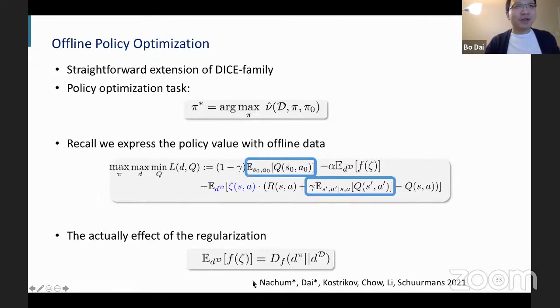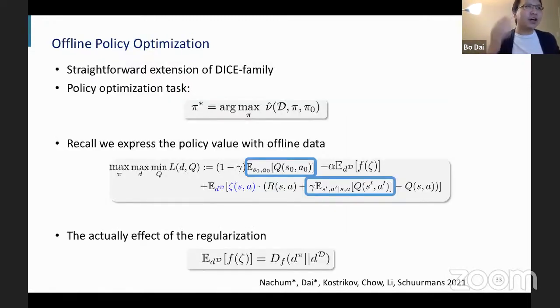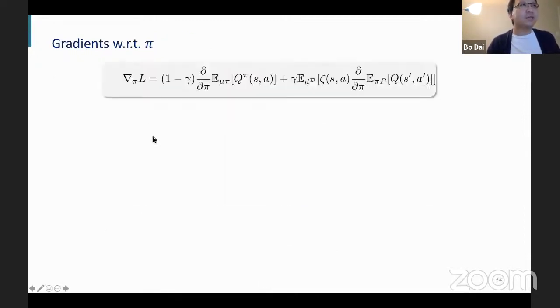If you want to look into the detail, just refer to this paper. I think until now I finished the objective function for offline policy optimization. Let's look at the properties of this objective function. Before we reach the conclusion, I will make a claim that the gradient of this objective function with respect to the policy is a policy gradient.